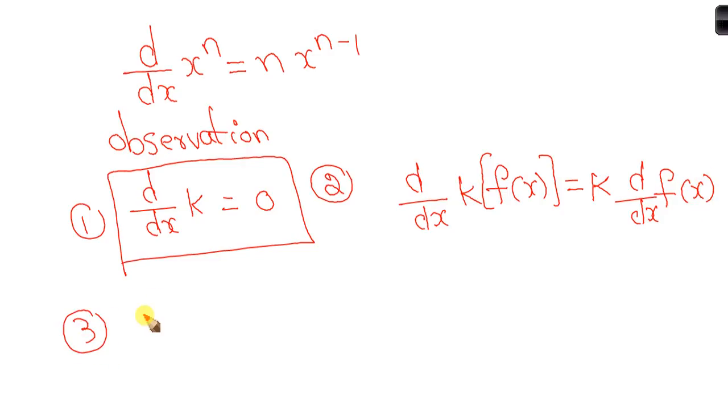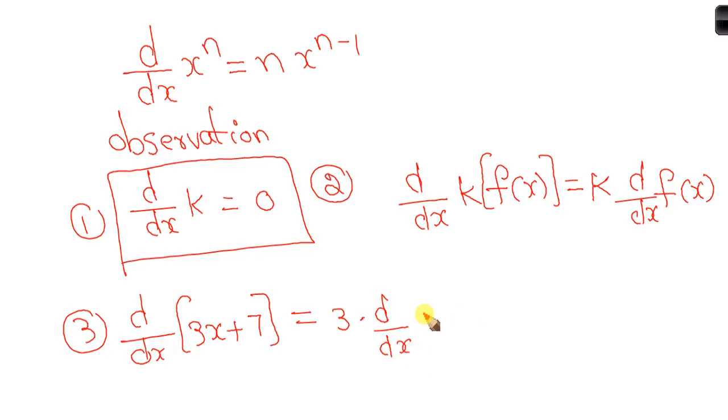And the third thing is, what is the derivative of a linear function? For example, you take 3x plus 7. What is the derivative of 3x plus 7? It would be 3 times the derivative of x plus the derivative of 7. We know the derivative of 7 is 0, the derivative of x is 1, 3 times 1 is 3, 3 plus 0 is 3. So the derivative of a linear function is the coefficient of x, the derivative of a constant is 0, and the derivative of k times a function is k times the derivative of that function.